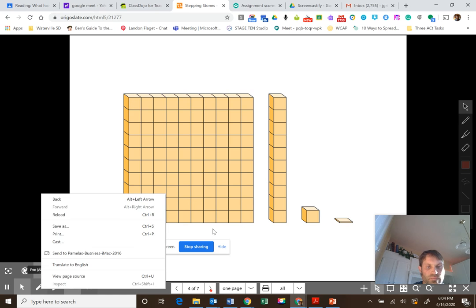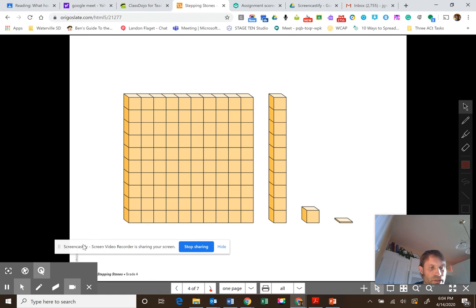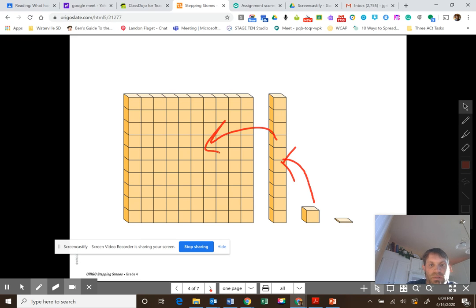So we've got the one, and we've got 10 ones here. Maybe I can use my finger. There we go. And then we got 10 tens to make 100. But now we've got this little piece right here. Anybody know what that's called? Think about the pattern here. 10 ones equals a 10, and then if we have 10 tens, we make 100.